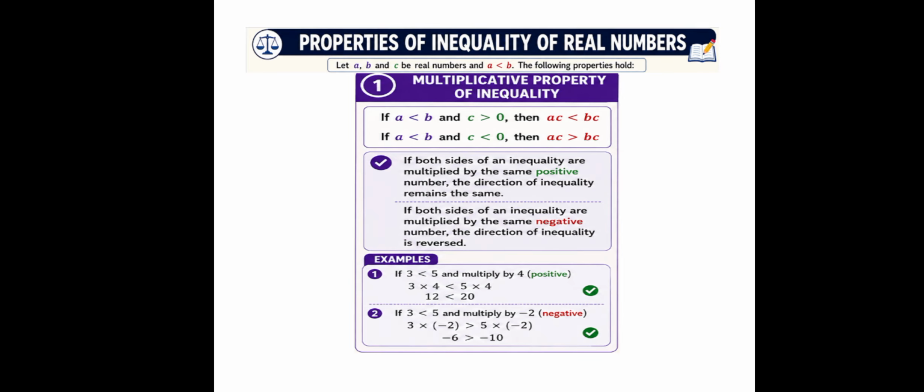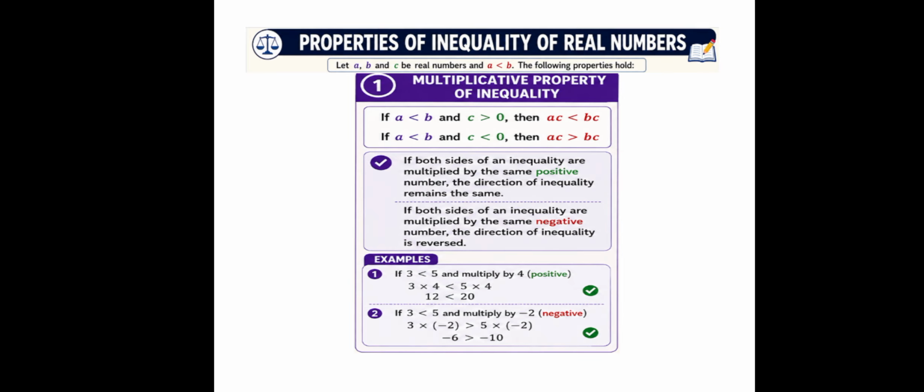reversed. How? As we know that 3 is always less than 5, and we are going to multiply it by a negative number. What is a negative number? You can take any negative number. I am going to take minus 2. So when we multiply 3 by minus 2, we know that 3 2s are 6 and plus minus minus. And 5 times minus 2, 5 2s are 10 and plus minus minus.